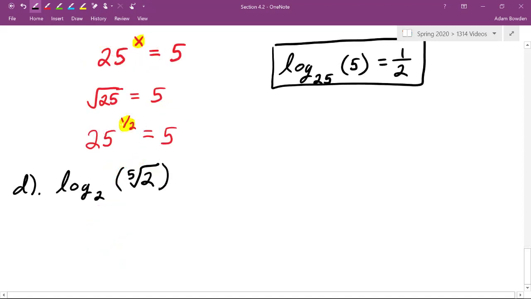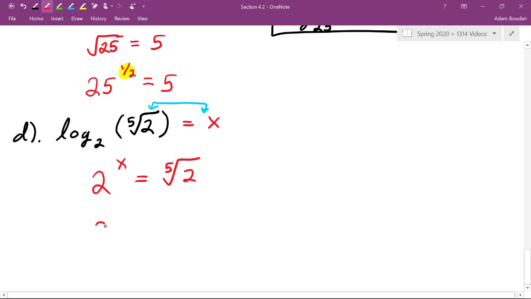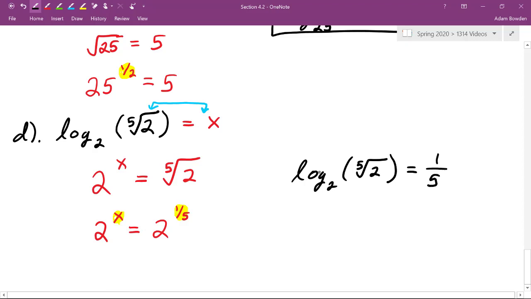Okay, here's another one. Log base 2 of the 5th root of 2. So let's see how this one goes. If I put this as x, and then I swap around these two pieces to go into exponential form, it looks like 2 to the x power is the 5th root of 2. So what power are we looking at when we talk about the 5th root? Indeed, that would be the 1/5 power. So now we see 2 to the 1/5, that's the power we want to use for x. So our answer here would be log base 2 of the 5th root of 2 is just equal to 1 over 5.